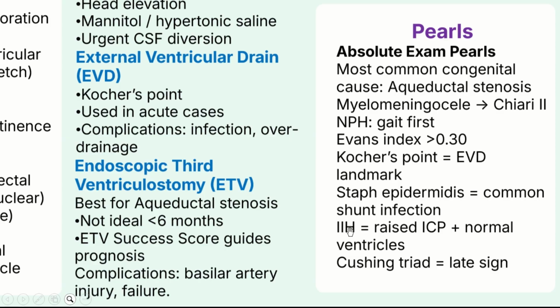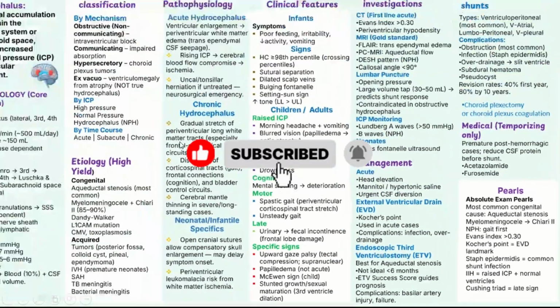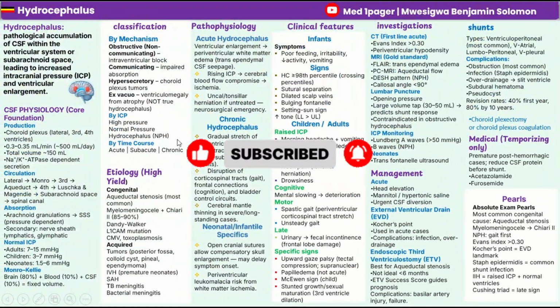IIH is equal to raised intracranial pressure plus normal ventricles. Then Cushing's triad is a late sign of hydrocephalus. So you have reached the end of this video, and I hope now you can have a rough approach to a child with hydrocephalus.